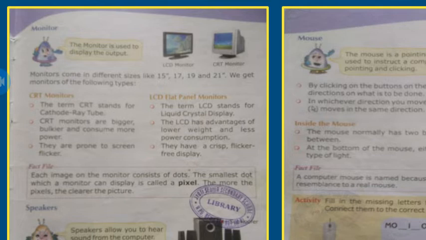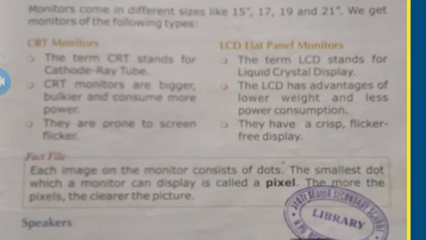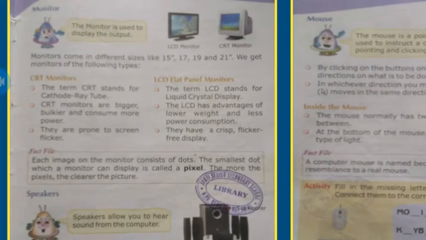What is the difference between CRT monitors and LCD flat panel monitors? The CRT stands for cathode ray tube. As you can see, CRT monitors are bigger, bulkier and consume more power. They are prone to screen flicker. But the term LCD stands for liquid crystal display. The LCD has advantages of lower weight and less power consumption. They have the crisp flicker free display. So the weight of LCD monitor is less compared to a CRT and less power consumption. Clear?